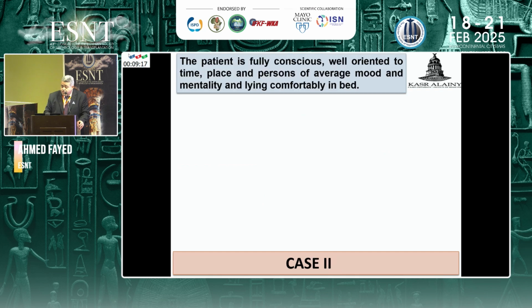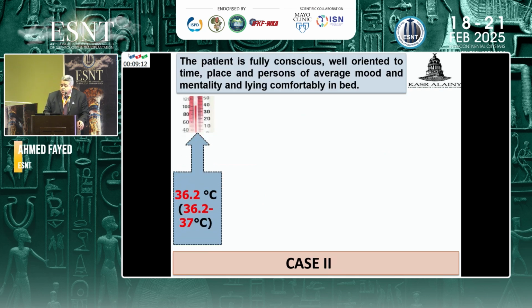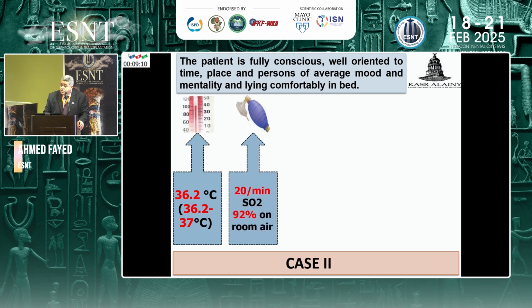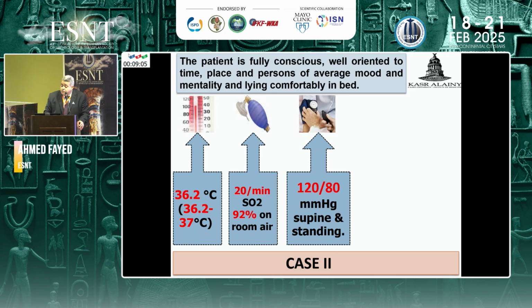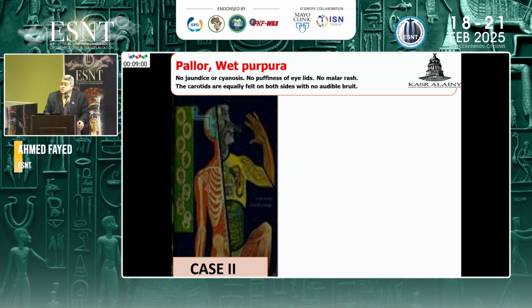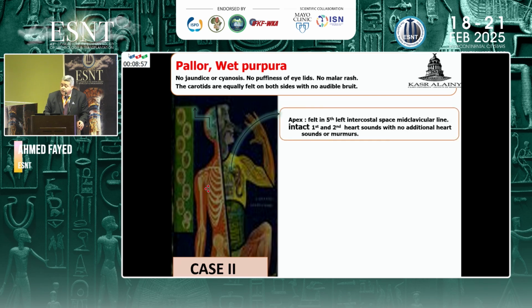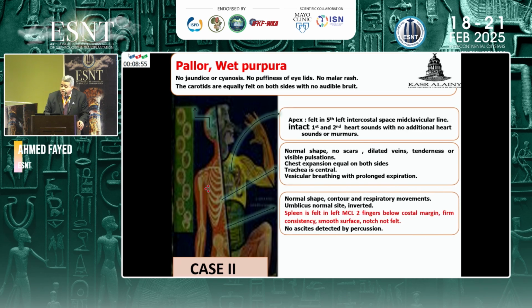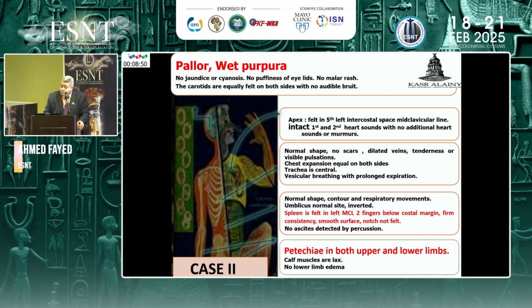The patient relapsed again and presented to the ER with thrombocytopenia in the form of subconjunctival hemorrhage, with purpura and ecchymotic patches. Upon examination, the patient is fully conscious, temperature 36, respiratory rate 20, oxygen saturation 92 on room air, blood pressure 120/80, and pulse 110 per minute, regular. There is pallor with purpura. Cardiac and chest examinations are free, and there is splenomegaly just felt about 2 fingers below the costal margin, and there are petechiae on the upper and lower limbs.